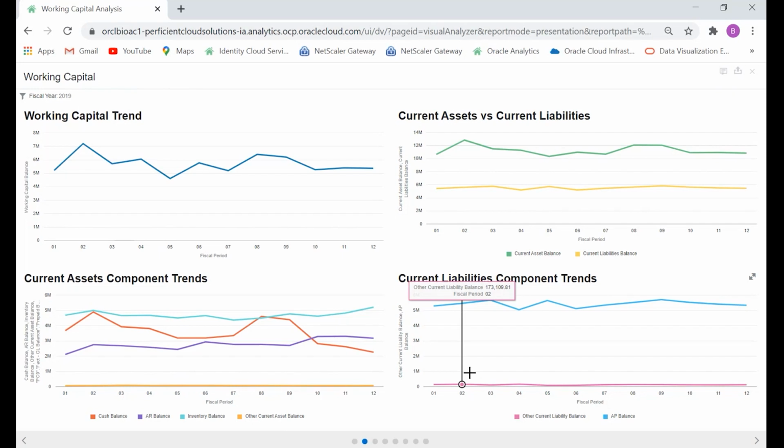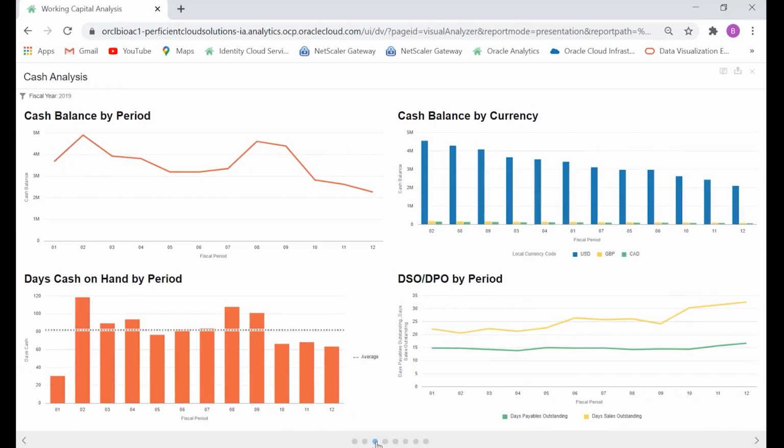The next page of the dashboard begins a deeper dive into the components of working capital in order of degree of liquidity. Thus, we begin by taking a closer look at cash. The first visualization is a reprise of the cash trend line for the prior year. A quick look makes it clear that cash balance is declining over the course of the year.